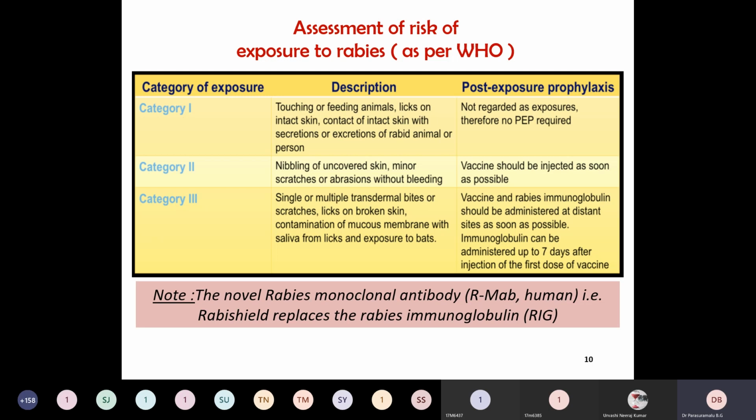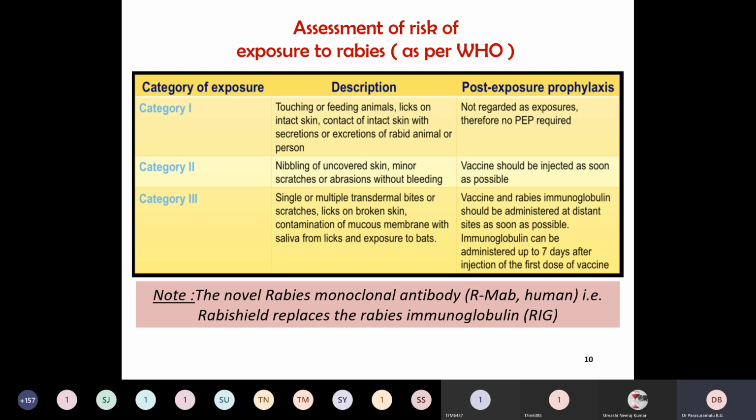Now, what are the special circumstances where you have to give the post-exposure prophylaxis? The post-exposure treatment should be given to immune-compromised patients, that is AIDS, long-term steroid therapy, chloroquine treatment, anti-cancer therapy and immunosuppressive therapy, etc. See, persons consuming raw milk of rabid animals, you have to give the complete post-exposure prophylaxis. Please remember, pregnancy and lactation are not contraindications for post-exposure prophylaxis in case of exposure to the animal bite. This you have to remember.